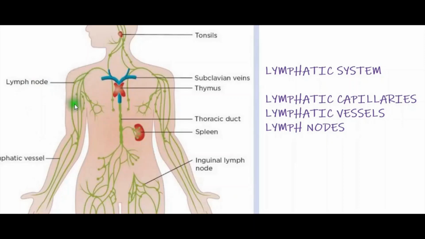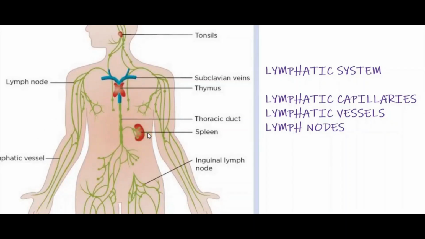Through the lymphatic system one fluid flows. That fluid is known as lymph, a colorless fluid. So the lymphatic system consists of lymphatic capillaries, lymphatic vessels and lymph nodes. Then lymphatic ducts are also present. The lymphatic capillaries are the smallest ones, and they unite to form lymphatic vessels. The lymphatic organs are also present: thymus and spleen are the lymphatic organs.